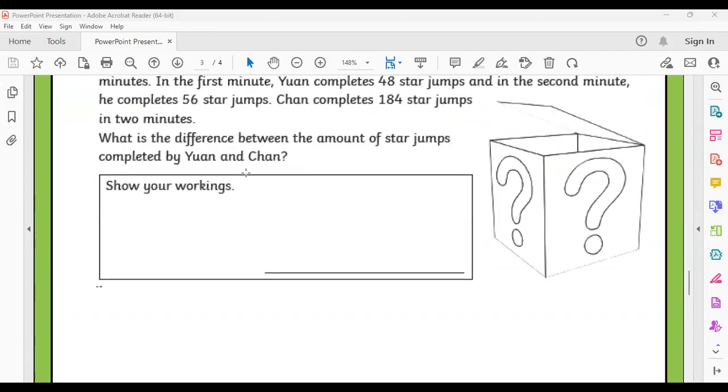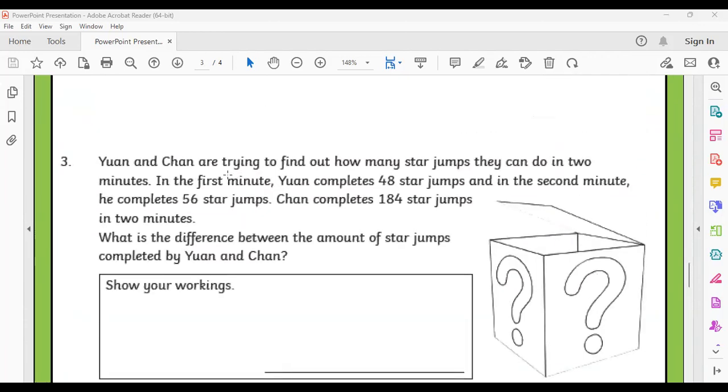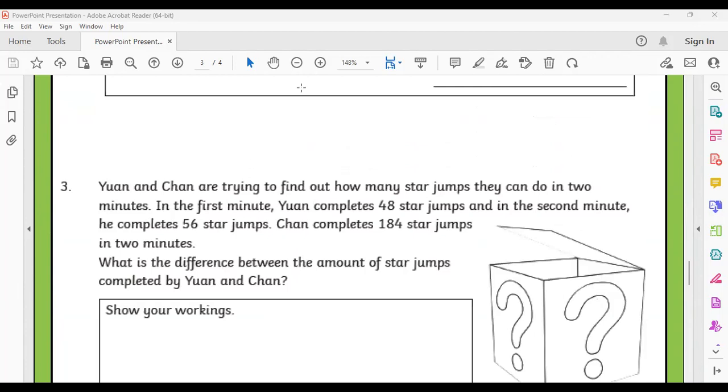So I want you to try this on your own first. And remember, if you really cannot understand, try to draw it first. And if you can understand, then you go straight to the number sentence. Do you understand what I'm talking about? Can I have a thumbs up?